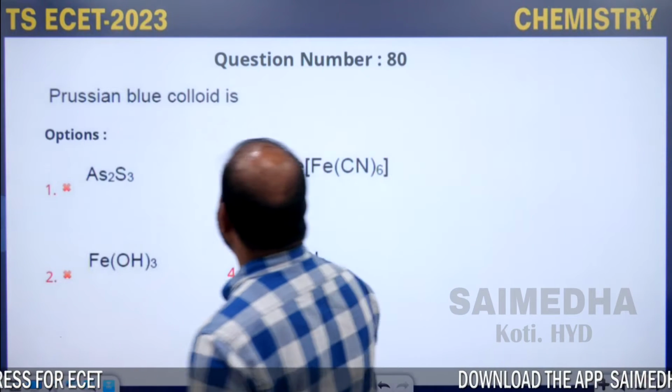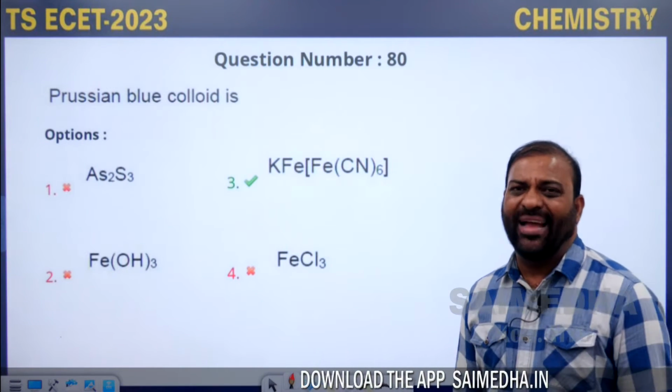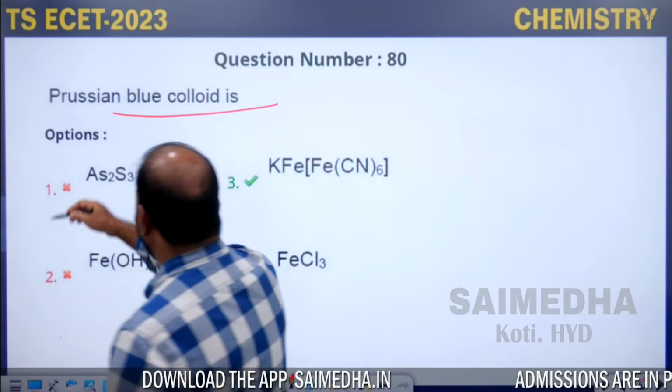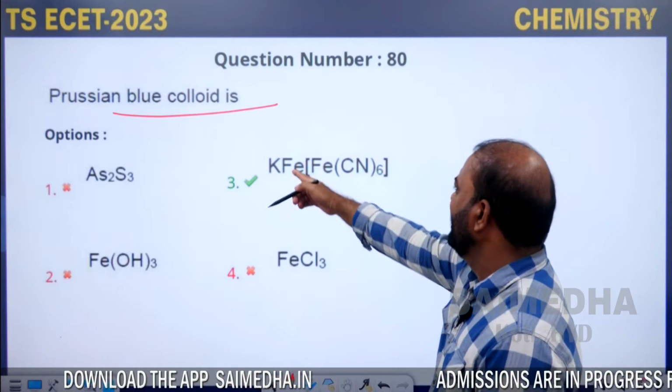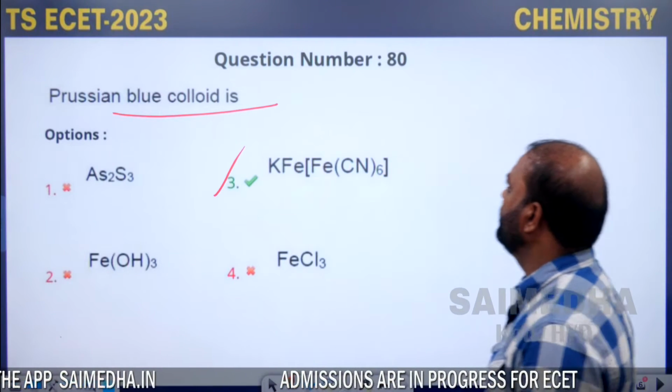Prussian blue colloid is simply potassium ferrocyanide. Potassium ferrocyanide is the Prussian blue colloid. We have potassium ferrocyanide clearly in option C. Option 3 is the right answer.